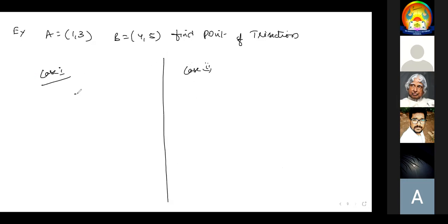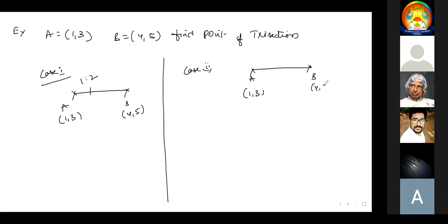Case 1: capital A is equal to (1,3), capital B equal to (4,5). It divides in the ratio 1:2. Case 2: capital A is equal to (1,3), capital B is equal to (4,5). It divides in the ratio 2:1. You have the same formula.